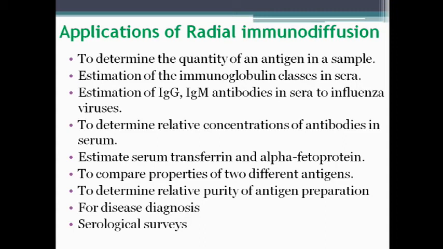Other applications of radial immunodiffusion are estimation of immunoglobulins in the serum to determine the relative concentration of the antibodies in the serum, estimating serum transferrin or alpha fetoprotein, estimation of different antibodies in influenza viruses, and determining the purity of antigen preparation. It is used for the diagnosis of disease and many serological surveys.